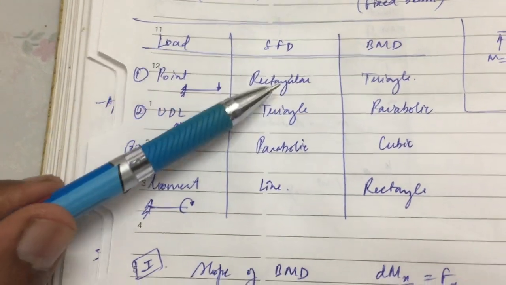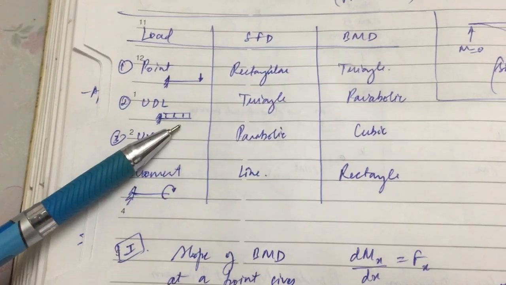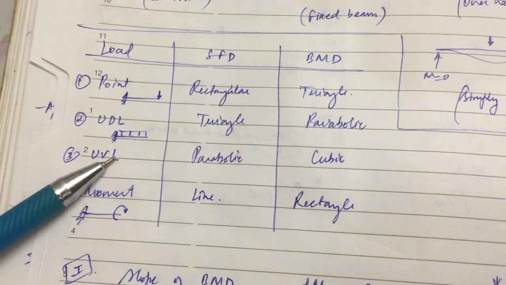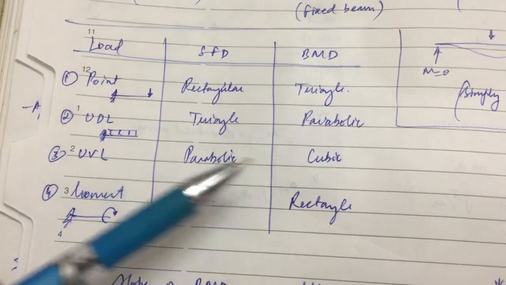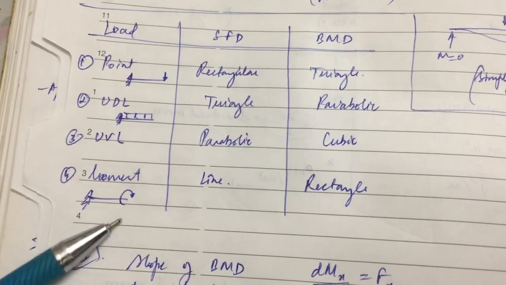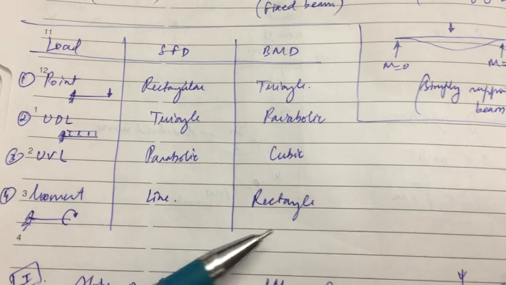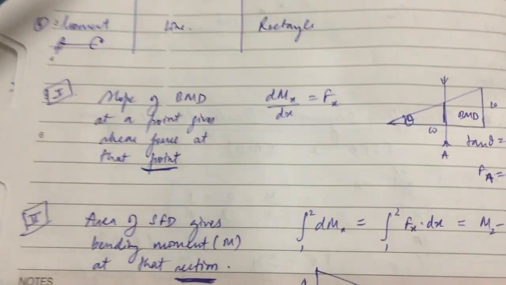So for a point load, the SFD is rectangular, and here it's a triangle. For a uniformly distributed load, the SFD is a triangle, and here it's parabolic. For a uniformly variable load, it is parabolic, and here it is cubic. For a moment diagram, where just a moment is applied, the SFD is just a line, and the BMD is a rectangle. You will see these pictures later.